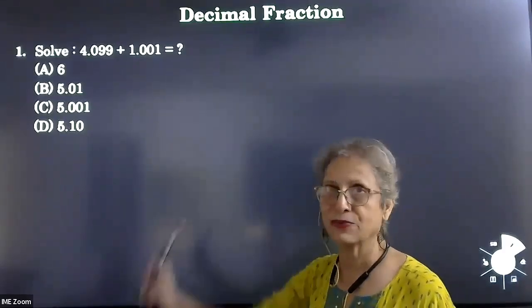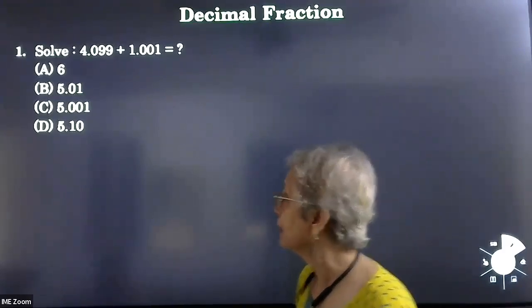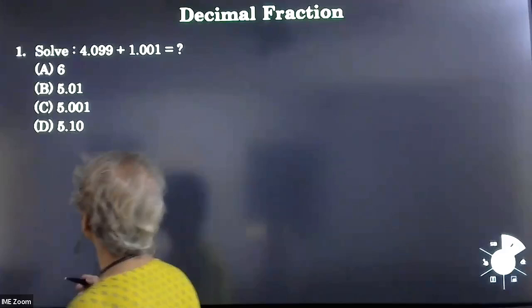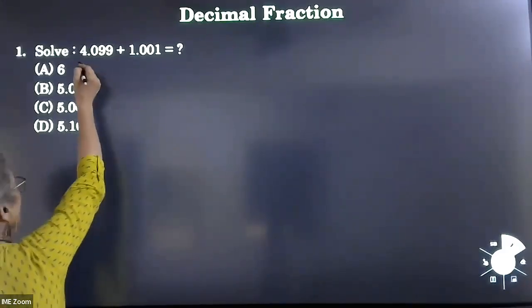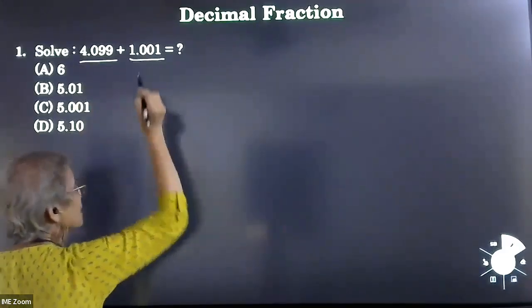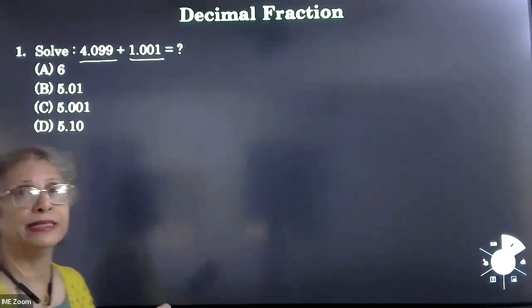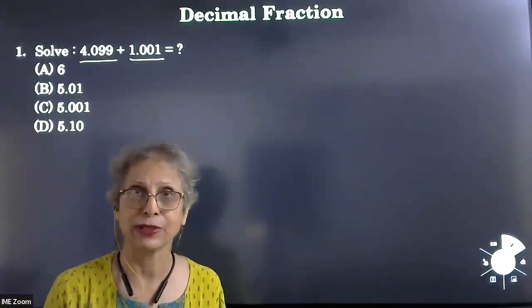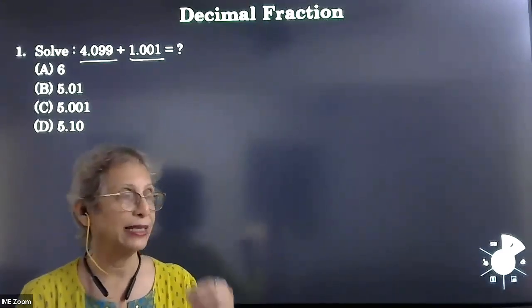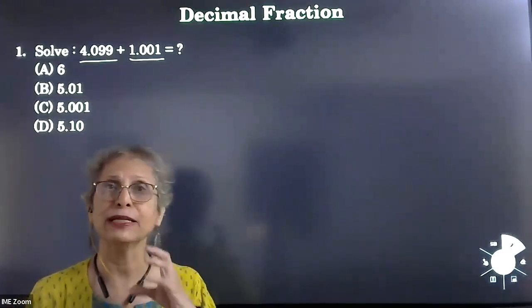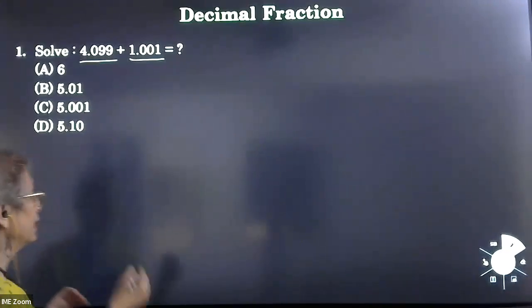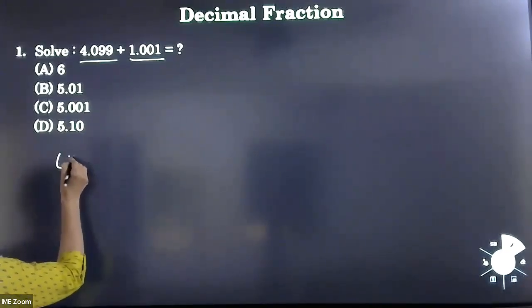Yes, look at this. This is our first question. Now here, while adding decimal fractions, first of all, we have to see how many digits are there after the decimal point. So for addition, what we need is that there should be like decimal fractions. Okay, so what are like decimal fractions?